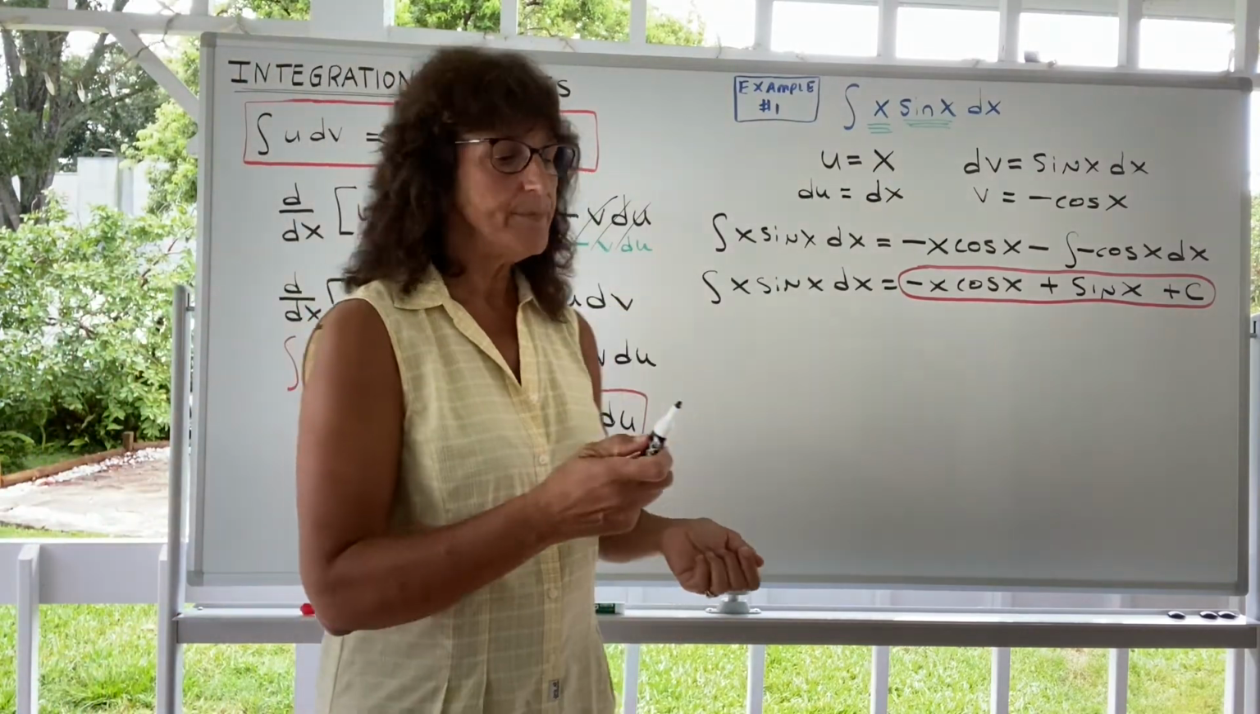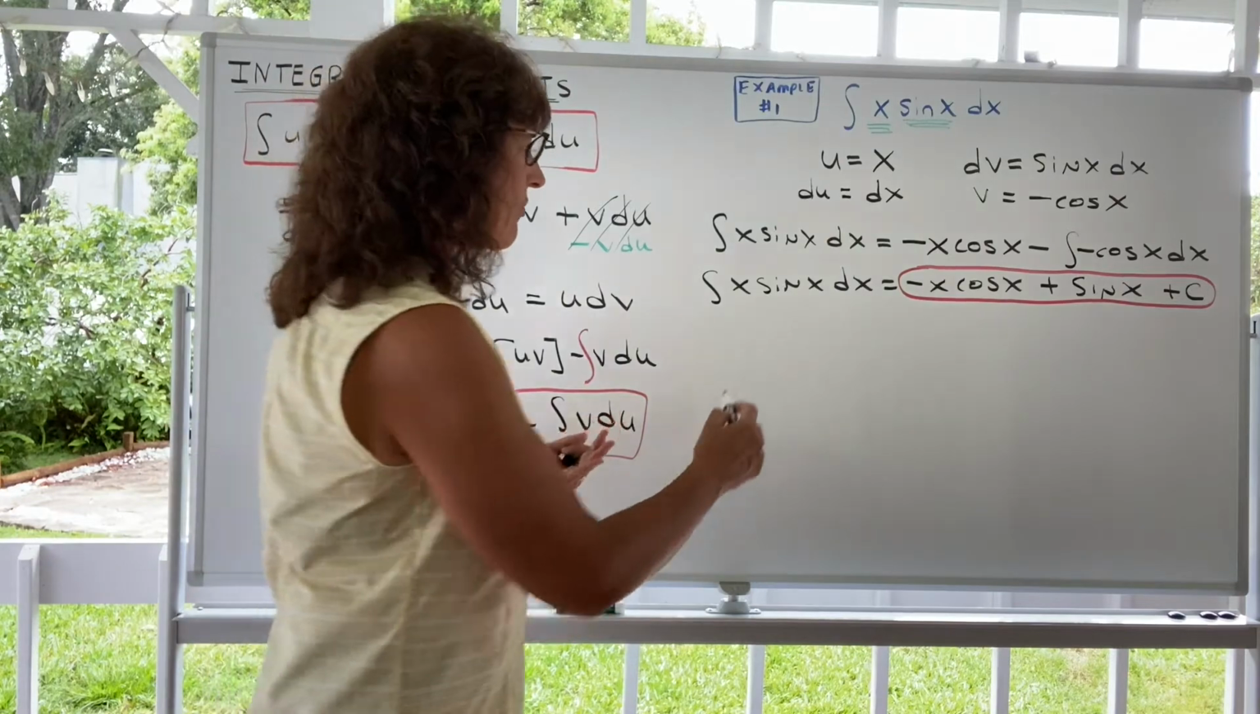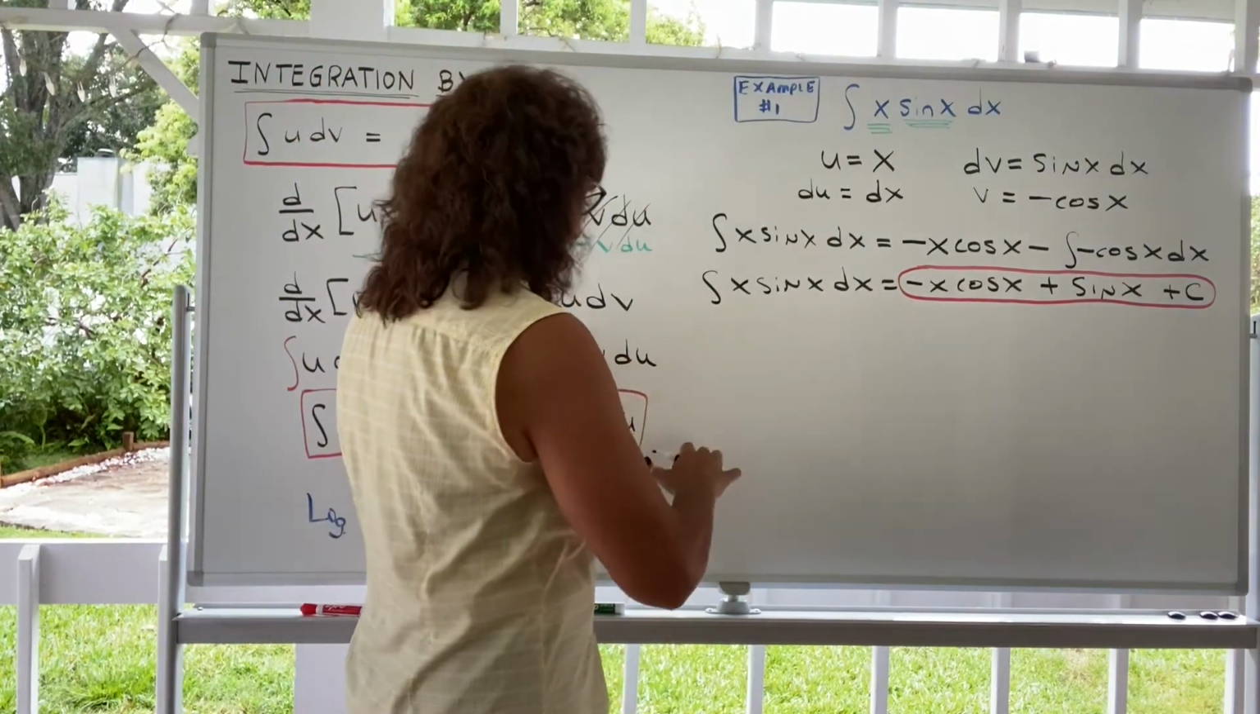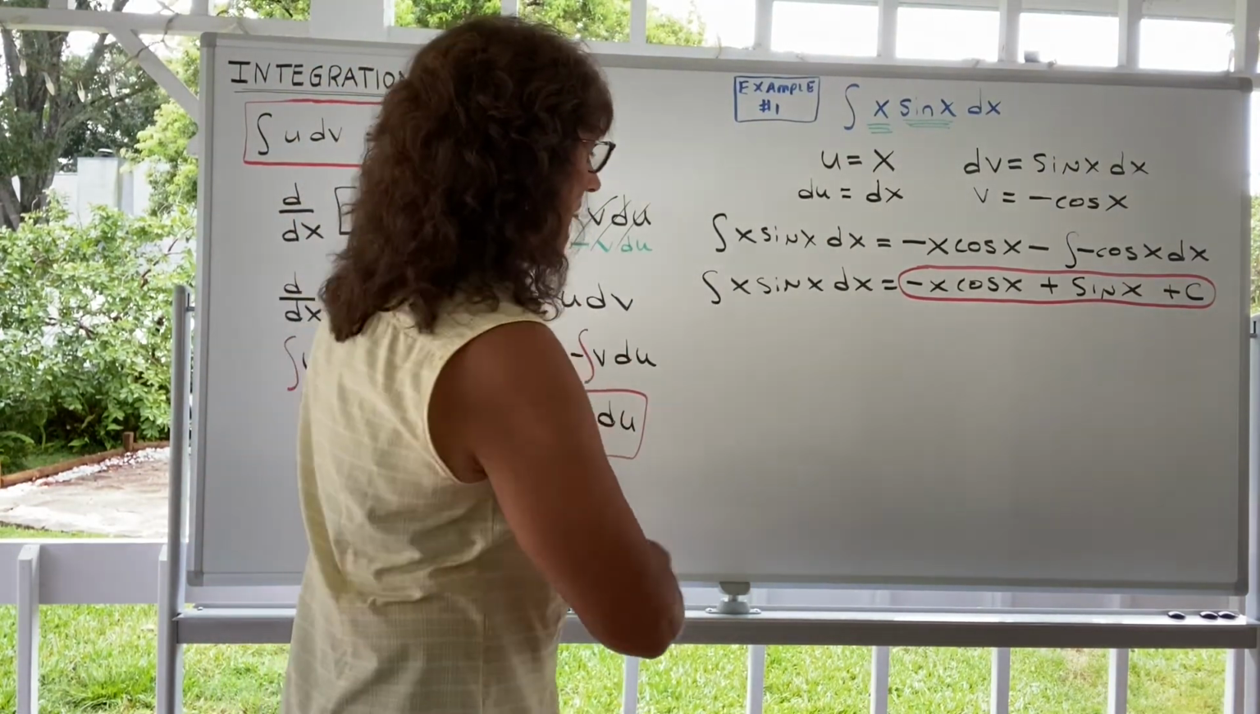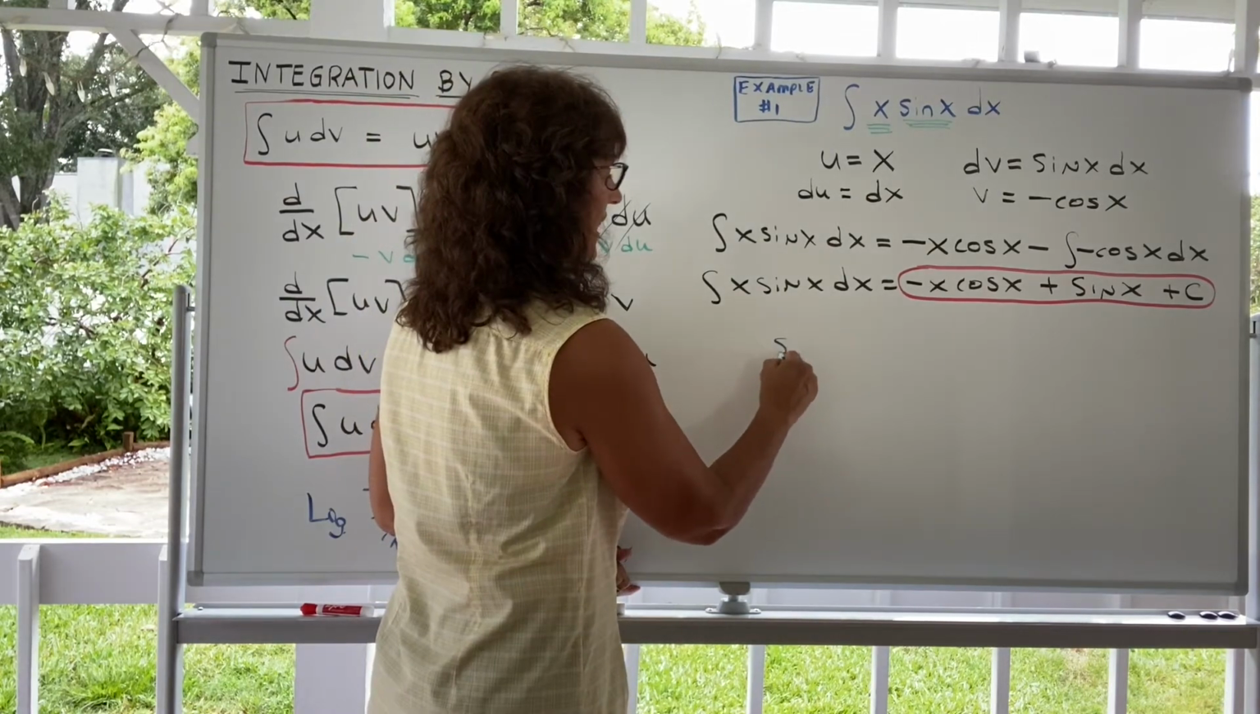We're going to set up a table with 3 columns. The first column is going to be SIGN. So the first column is SIGN.